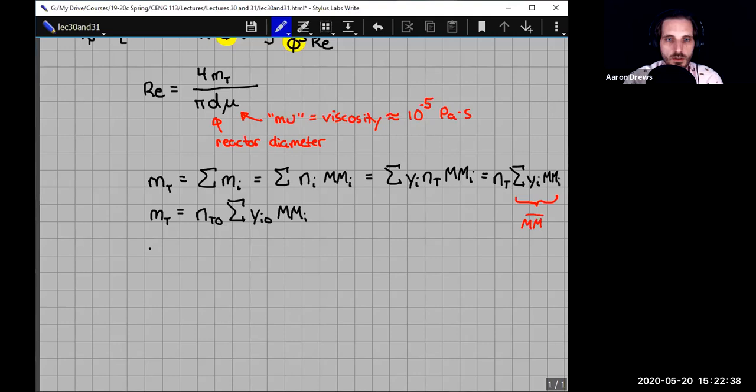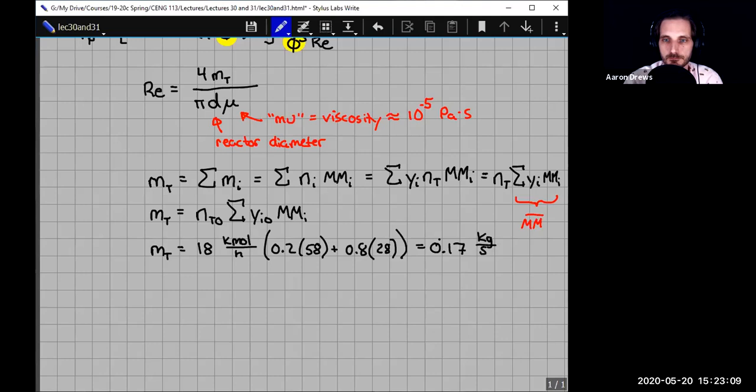So if we fill that in, our initial is 18 kilomoles per hour. And then times the sum, we've got 0.2 for A, and its molar mass was 58. And then we've got 80% inert, and its molar mass was 28. We can write that out and get 0.17 kilogram per second. Right, and that will be constant. Whether there's a reaction or not, it's the same mass flow rate going through there. I think that's neat.